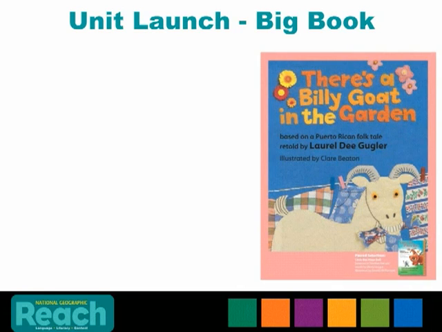The next part of the unit launch is to read the first selection in the Big Book. Remember, each Big Book contains a second paired selection identified in the bottom right corner of the front cover that will be read in Part 2 of the unit.